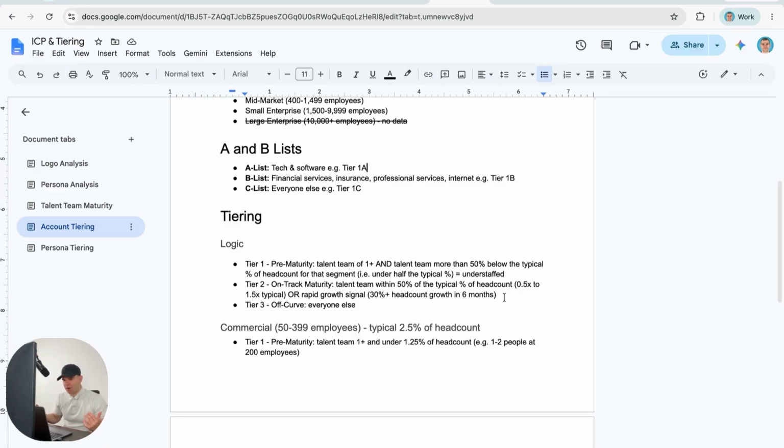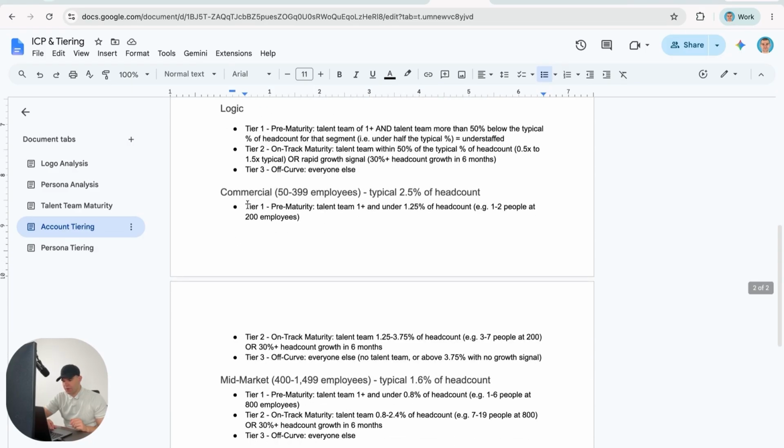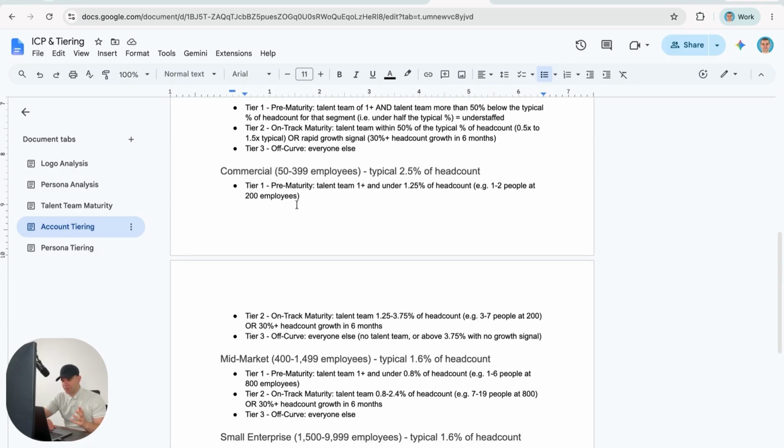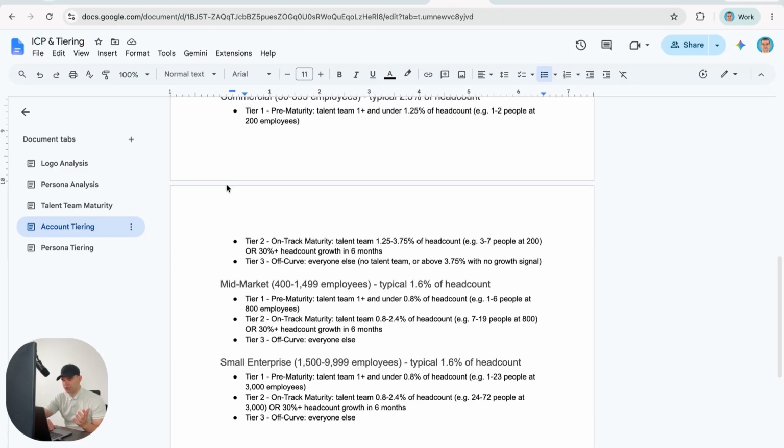Because if they're rapidly growing, chances are they've got a lot of open job roles out there and there's a lot of people they need to track. What we don't want to do is measure open job roles because that is very relative to headcount. And again, we're bringing in more complexity. The rate of growth is the best kind of signal of how many people they're adding into the org, how overutilized, underutilized their talent team are, okay? So then what we can do is based on those talent team maturity levels, we can define tiering for commercial, mid-market, and small enterprise, okay?